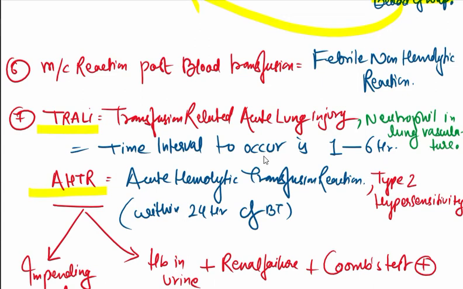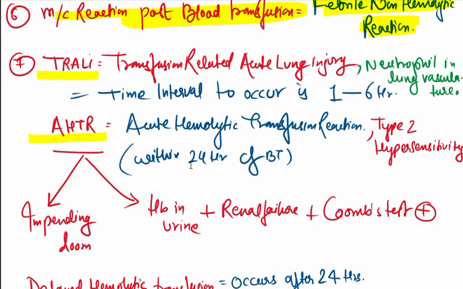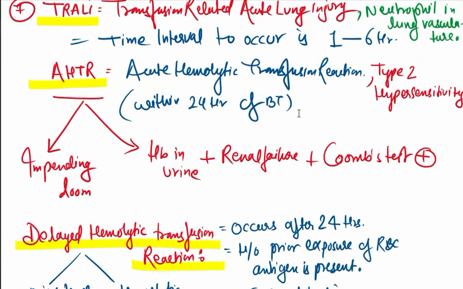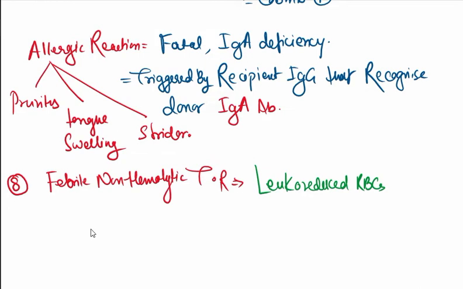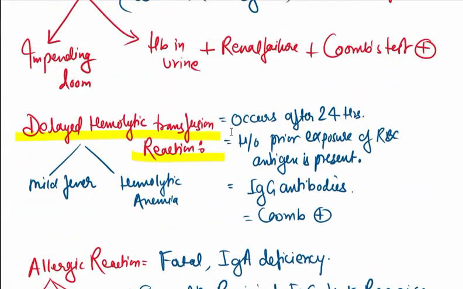Next one is the most common reaction post blood transfusion. This is the febrile non-hemolytic reaction. This is the most common post blood transfusion reaction. Next one, TRALI. We are going to see TRALI, that is transfusion related acute lung injury, AHTR, acute hemolytic transfusion reaction, delayed hemolytic transfusion reaction, allergic reaction, and febrile reaction. Okay, let's see one by one.